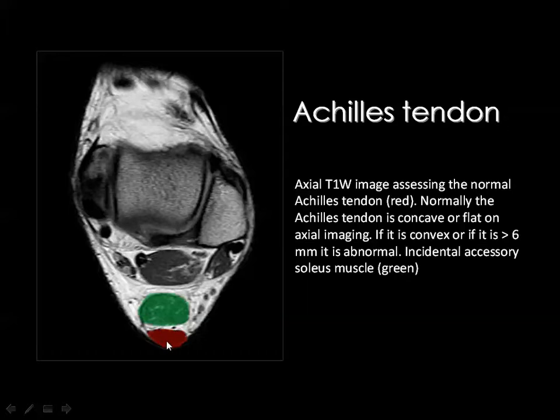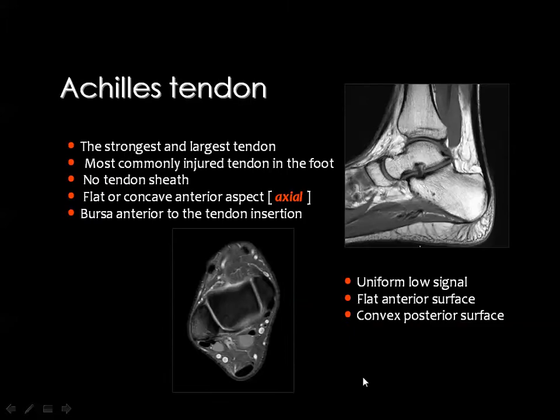In the axial images, it is present here, subcutaneous. The posterior border is convex, the anterior border is flat or sometimes concave, and the tendon is not normally rounded. If the tendon is rounded with a convex anterior border, it is pathologic. This is the strongest and largest tendon in the body, but it is commonly injured because of its superficial location. It lies immediately subcutaneous.